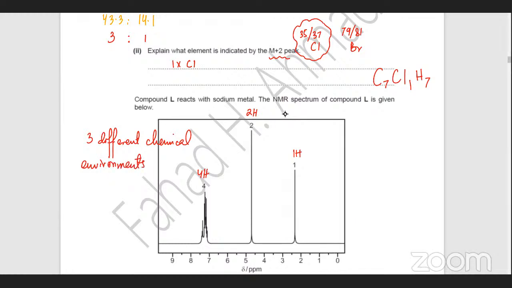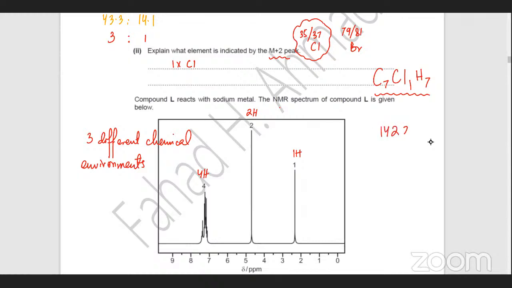So you have 3 different chemical environments. 4 hydrogens are in this environment, 2 are in this environment, and 1 is in this one. So far we've figured out that there's 7 carbon atoms, there's 1 Cl, and there's 7 hydrogens. But is this equal to 142 or not?